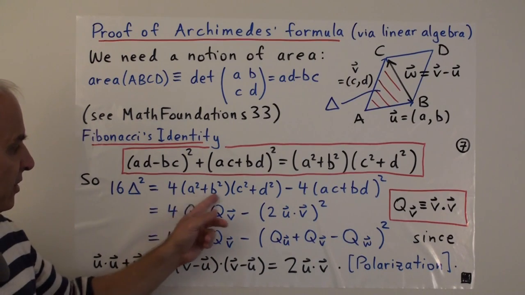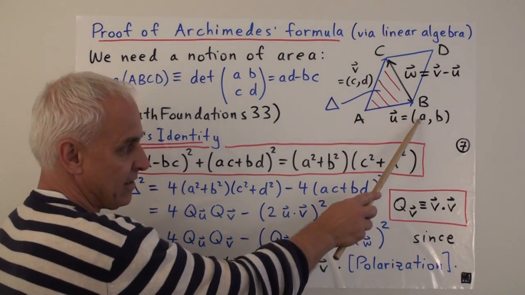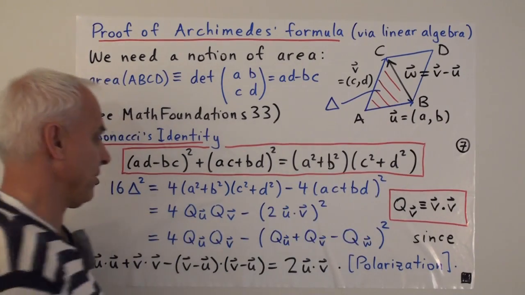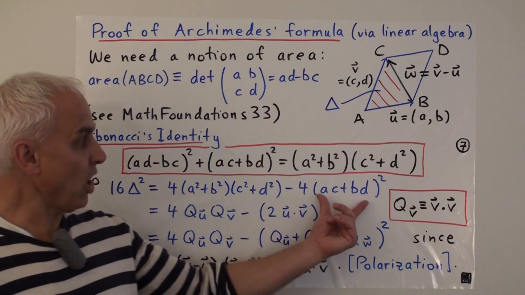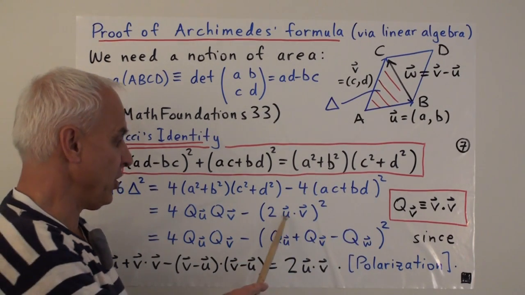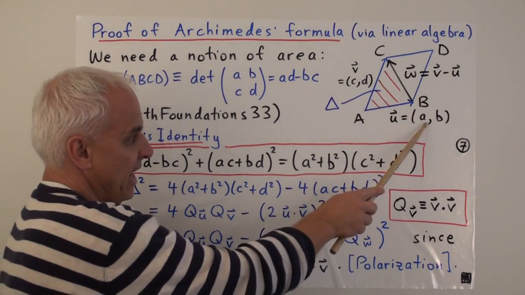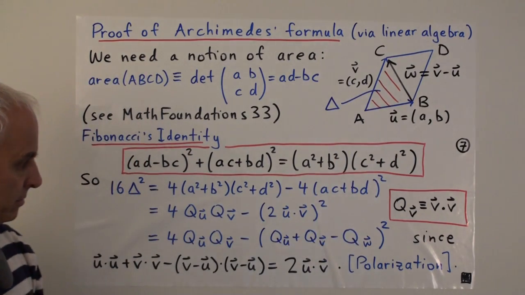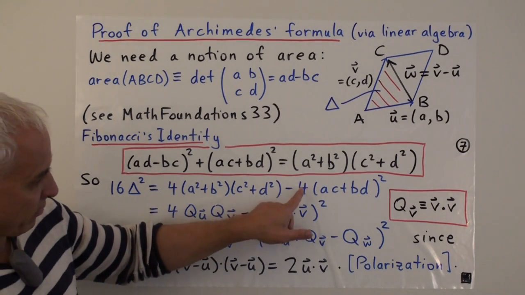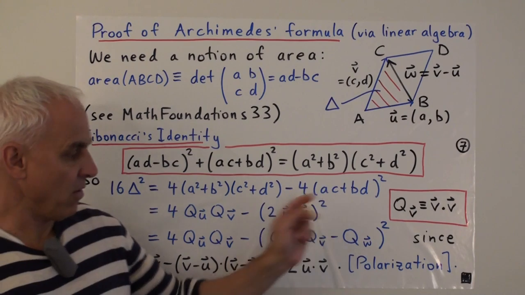So this is the quadrance of u, because if you take the dot product of this vector with itself, it's a times a plus b times b. And this quantity in here is just the dot product between the vector u and v. Dot product between these two vectors is AC plus BD. It's exactly what's appearing here. And this 4, well, we can bring it inside the square, and so it would be 2u dot v all squared.